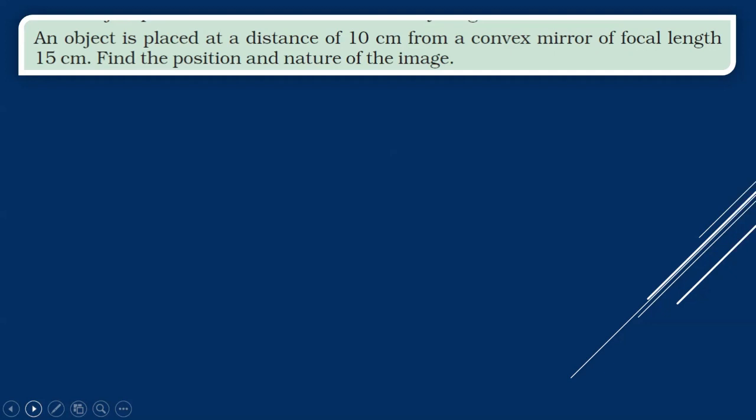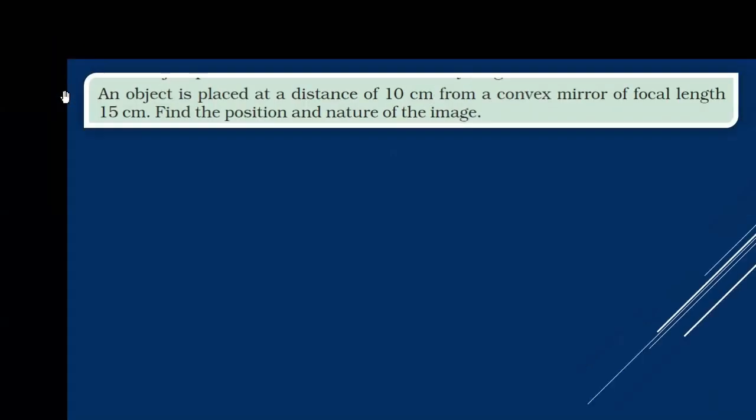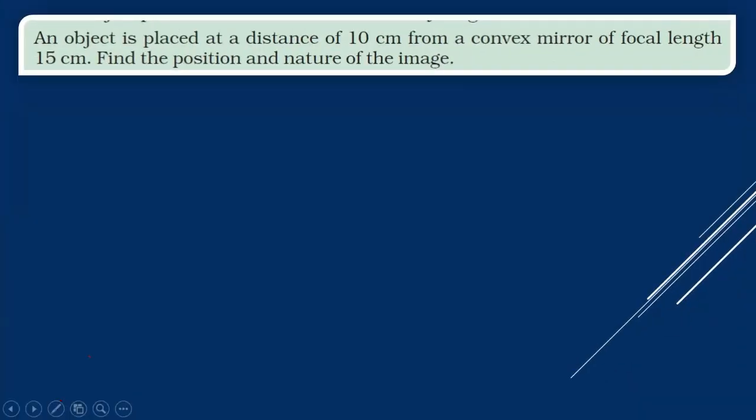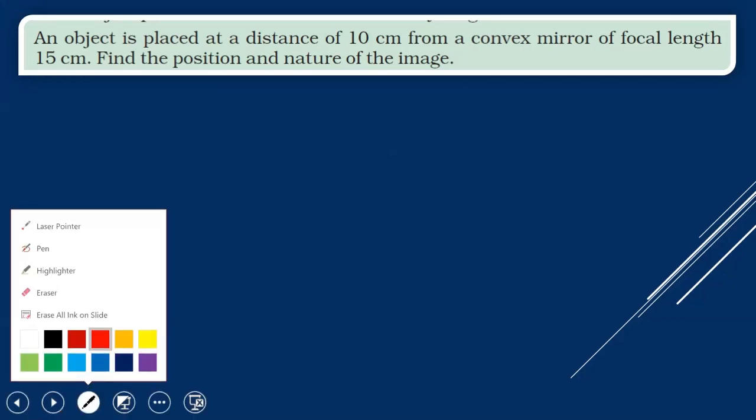So the question says an object is placed at a distance of 10 centimeter from a convex mirror. Okay, what's the type of mirror? The type of mirror that we are going to deal with over here is a convex mirror.